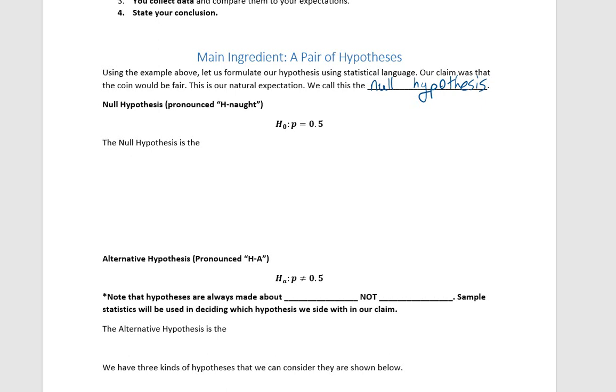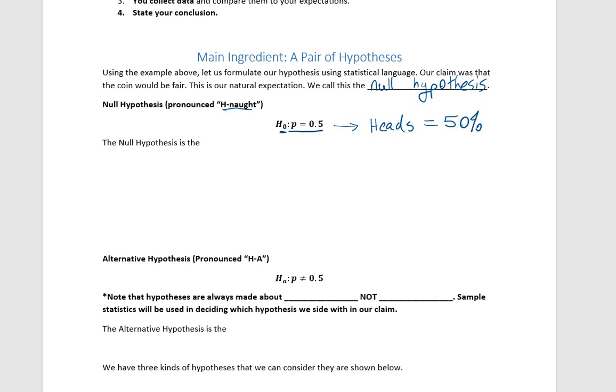Okay, so the null hypothesis, which we also call H naught, which we denote with this little symbol that looks like a 0, is what we expect. So we expect the proportion of heads to be 50%. So this is the same thing as saying heads 50% of the time.